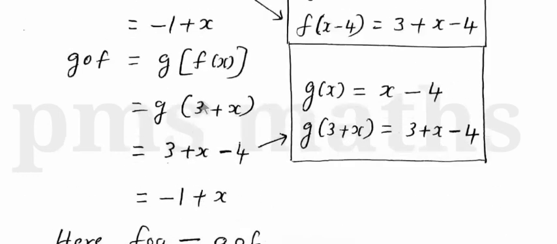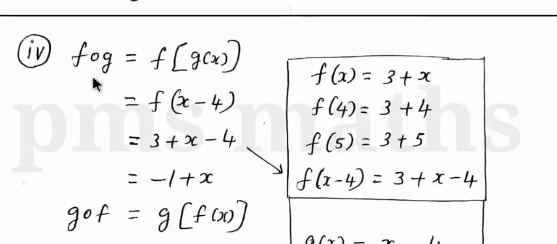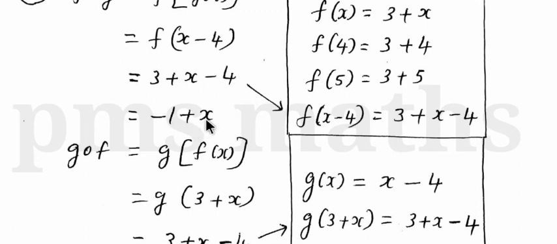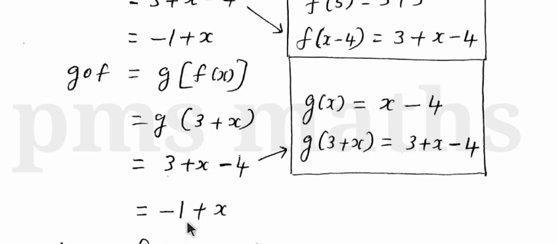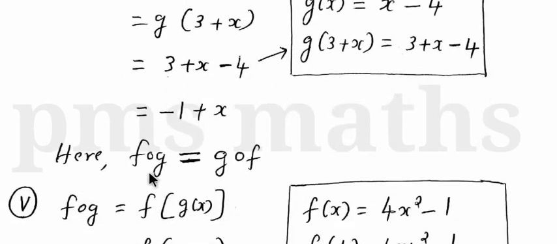Now compare. What's the value of f of g? F of g is minus 1 plus x. G of f is minus 1 plus x. That means they are equal here. Now we can write here f of g is equal to g of f. In the fourth one, f of g is equal to g of f. Now the fourth one is over.